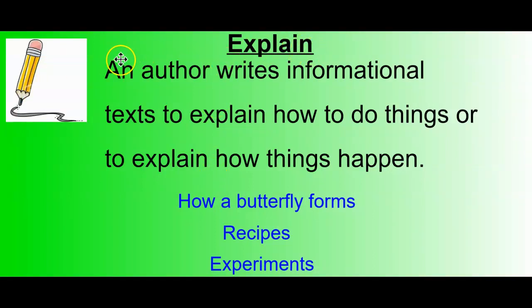Explain. An author writes informational text to explain how to do things or to explain how things happen. For example, how does a butterfly form? Or explaining a recipe. Or explaining how to do an experiment.